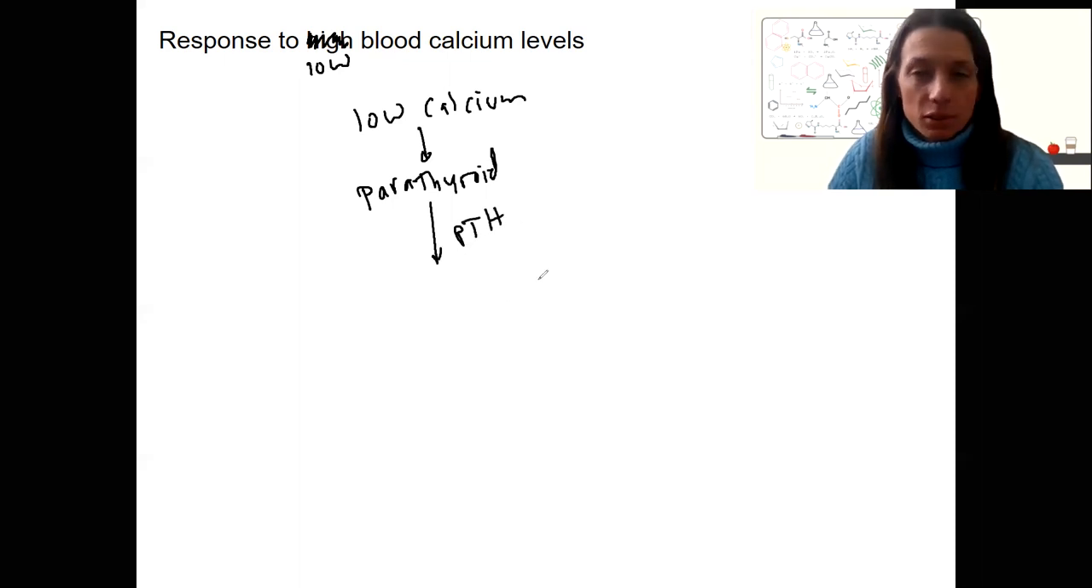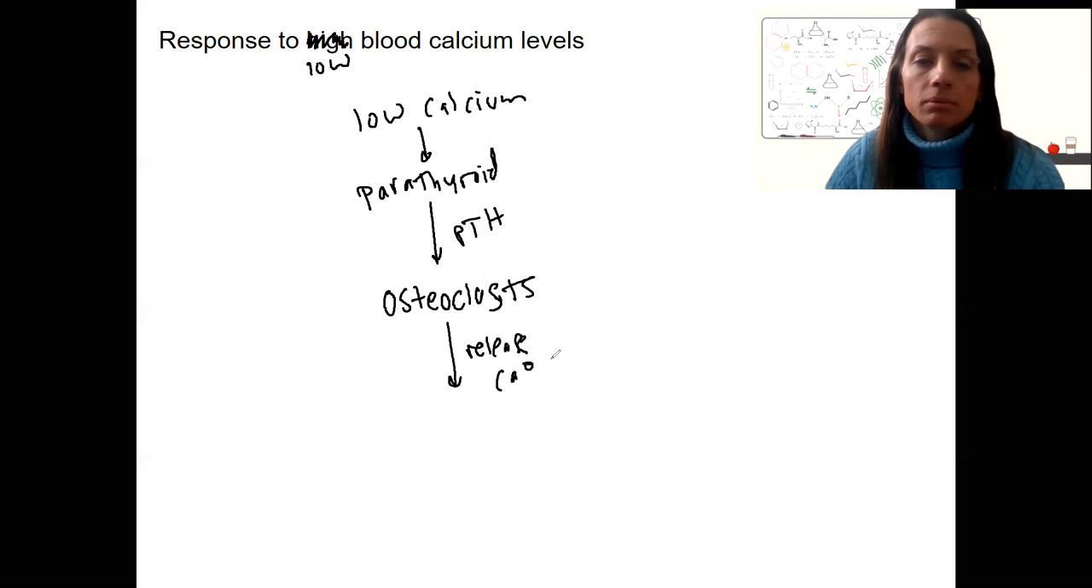PTH is going to signal something in the bones. Do you think it's osteoblasts or osteoclasts? Well, we need to raise calcium levels in the blood. So we need osteoclasts to break down bone and release calcium into the bloodstream. Osteoclasts are going to release calcium and increase calcium in the blood.